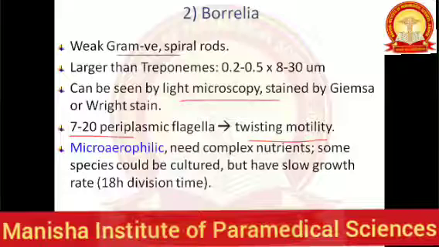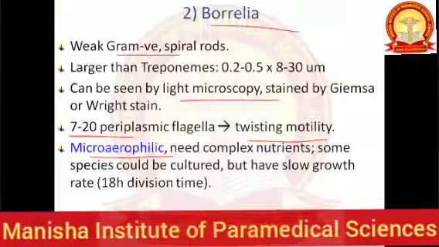And they are microaerophilic, that means they need only a very small amount of oxygen for their growth. Most of the spirochetes are not oxygen lovers. Some of them do well in low oxygen, like the microaerophilic Borrelia, and some of them won't mind if oxygen is present, but they generally do not want oxygen as their first preference. Okay, and they need complex nutrients.